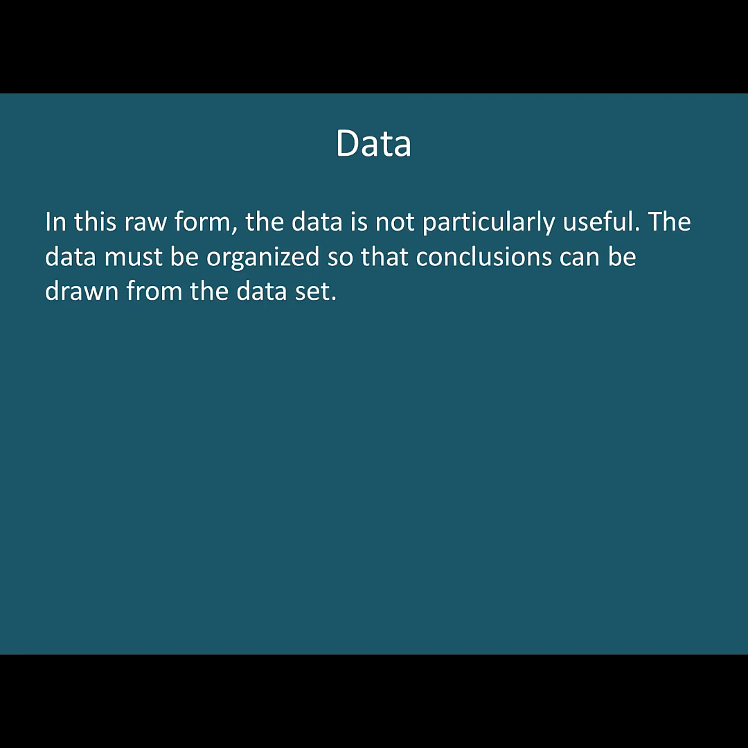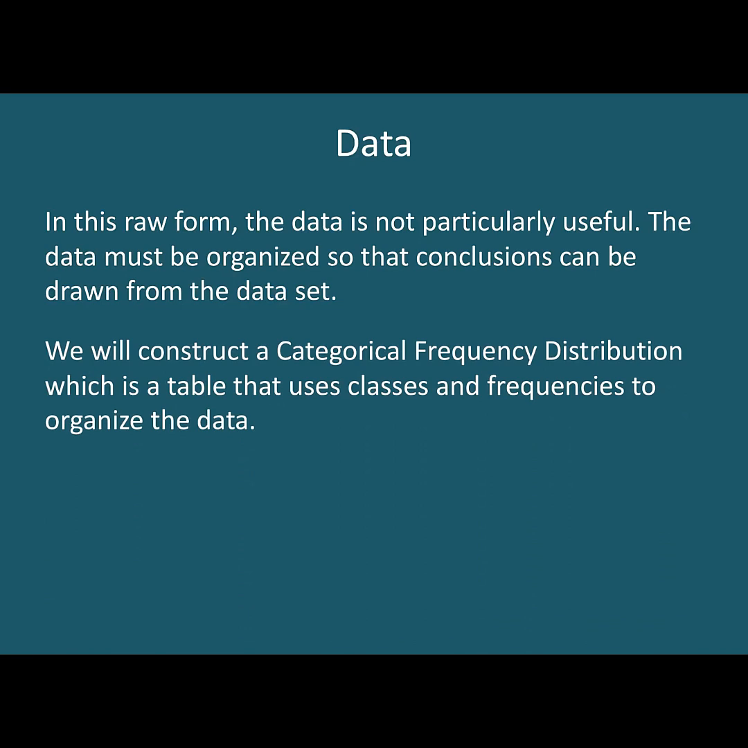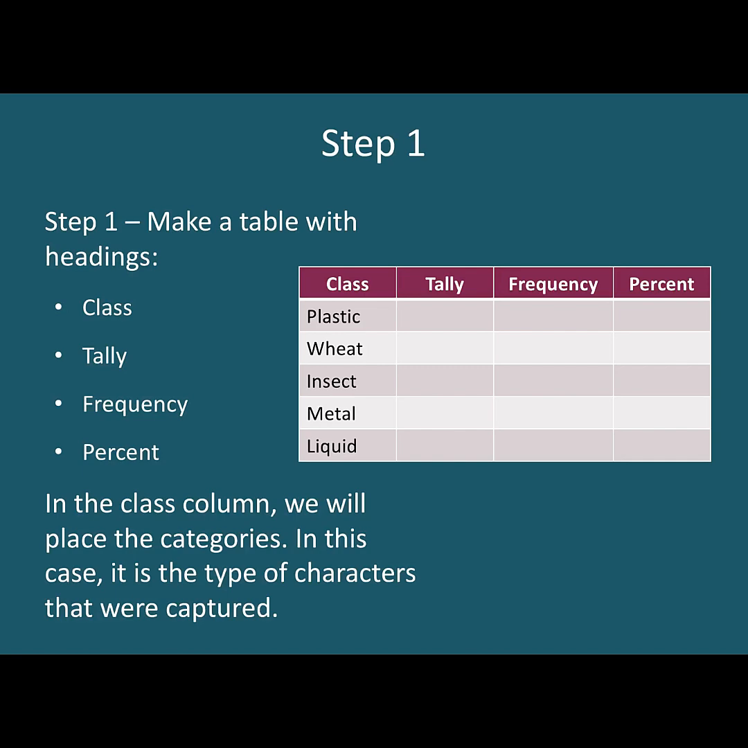Now, in this raw form, the data that we saw from the previous slide is not particularly useful. The data must be organized so that conclusions can be drawn from the data set. So we shall construct what's known as a categorical frequency distribution, which is a table that utilizes classes and frequencies to organize the data. So our first step will be to make a table with the following headings: class, tally, frequency, and percent.